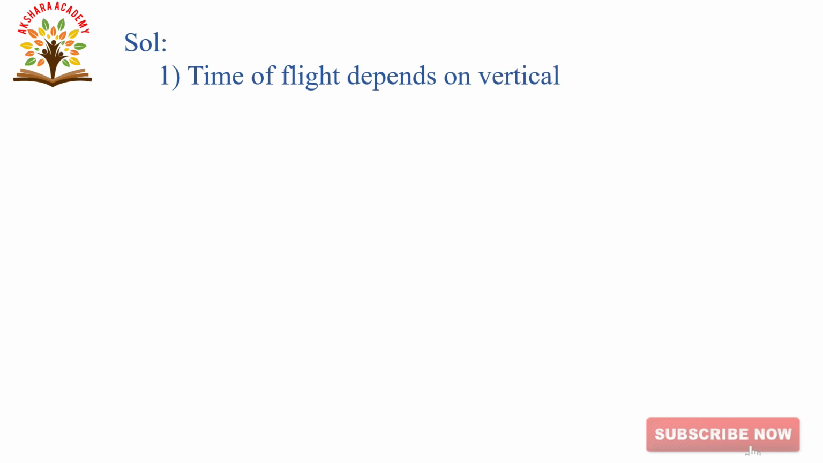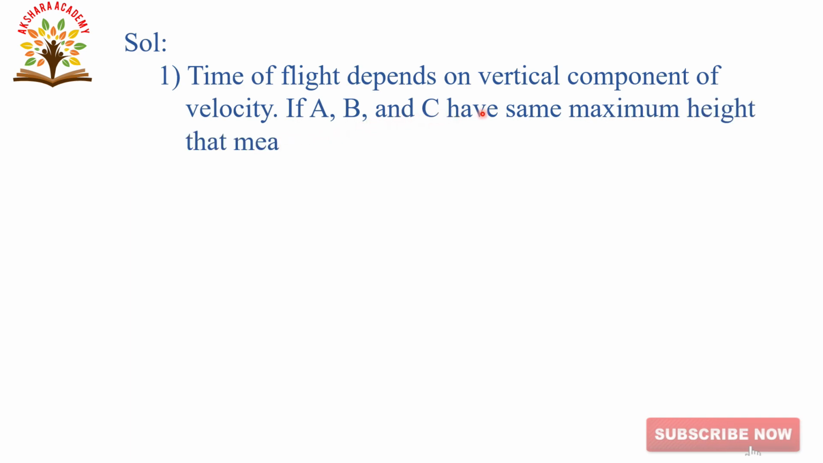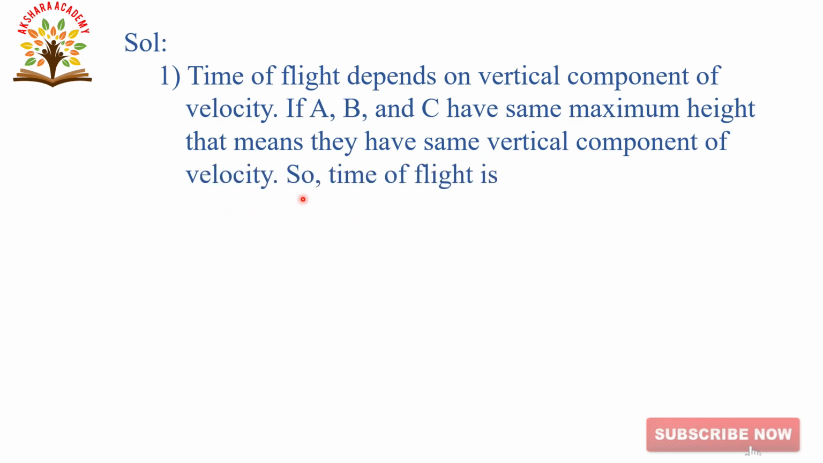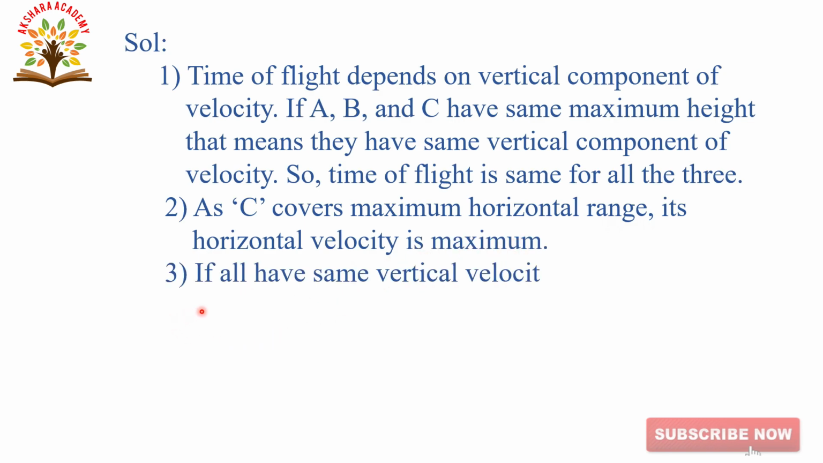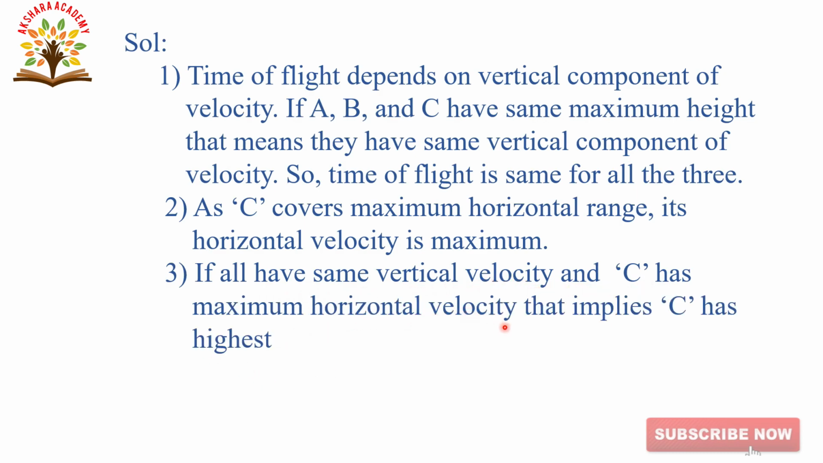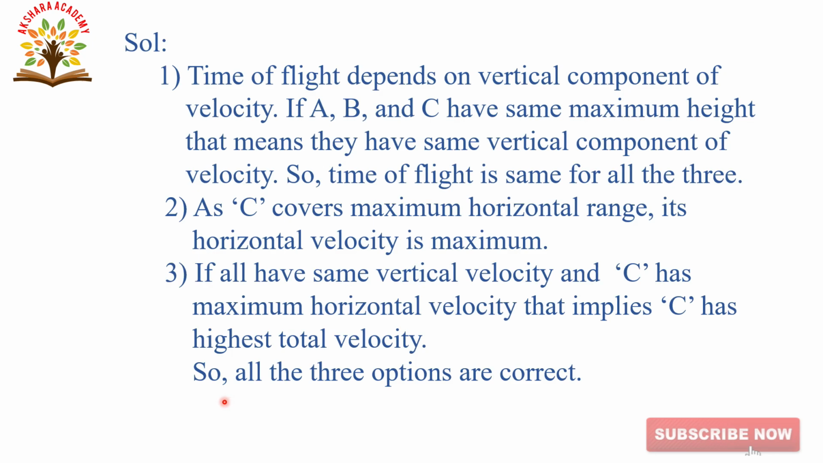The time of flight depends on the vertical component of velocity. If A, B and C have the same maximum height, that means they have the same vertical component of velocity. So time of flight is the same for all the three. Second, as C covers maximum horizontal range, its horizontal velocity is maximum. Third, if all have the same vertical velocity and C has maximum horizontal velocity, that implies C has the highest total velocity. So we are concluding from the three solutions that all the three options are correct.